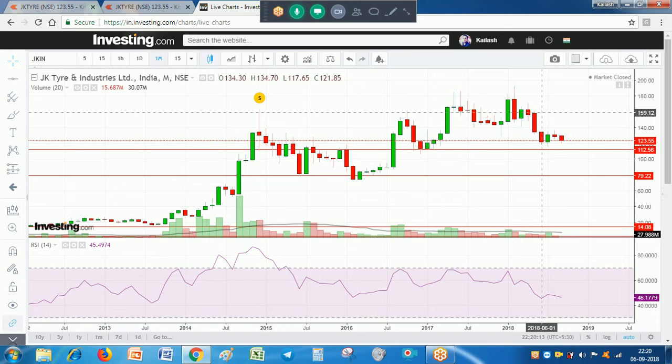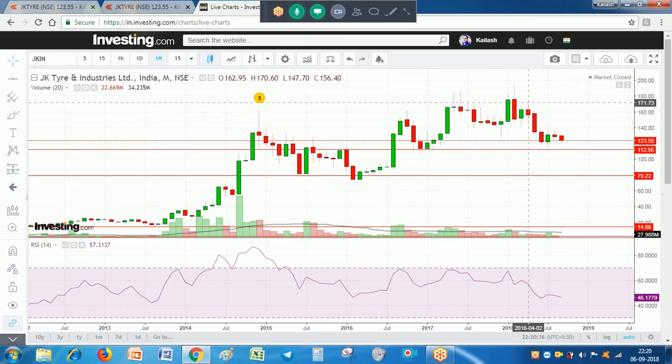And then again the next level is 175. If it crosses this level of 192, then there are high chances that it can go further higher. So this is our expectation, that the stock can either fall below this level, or it can go up to this level of somewhere 175, 160, 165, again 175.